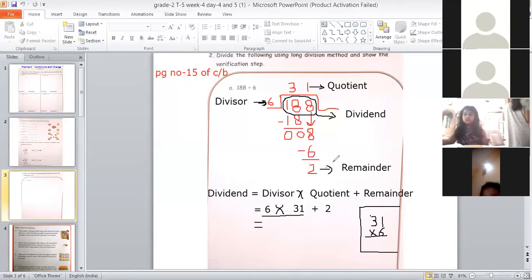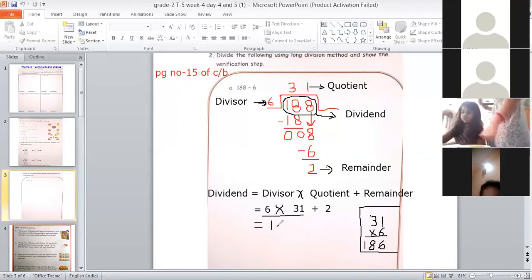Hanvika, ma'am, 6 ones are 6, so we will write here 6, and 6 threes are 18, so we will write here 18. What is the answer, Hanvika? 186. Yes, so the answer is 186, children.